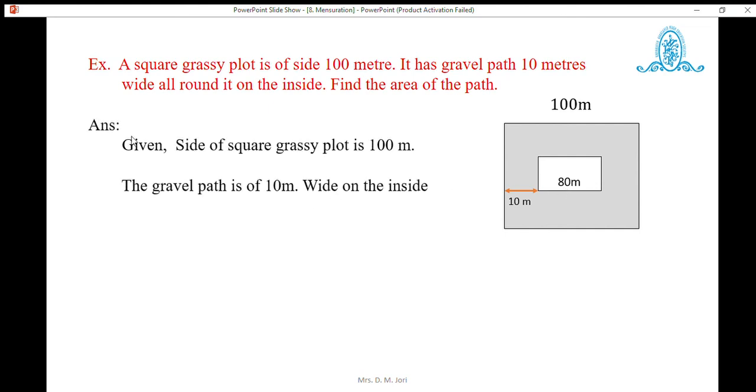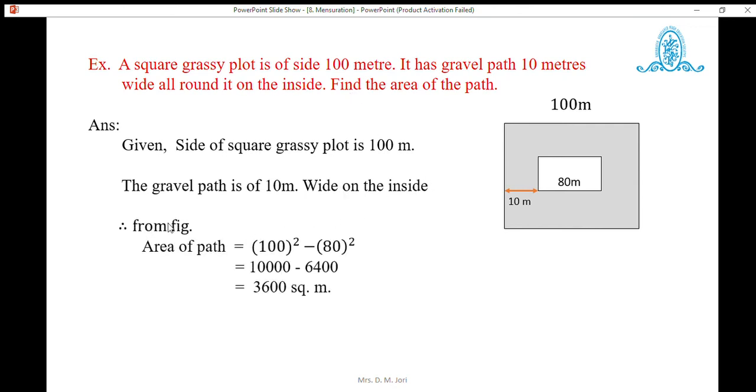So let's solve that example now. See, the side of a square grassy plot is 100 meters. The gravel path is 10 meters wide on the inside. This is given there in your question. Now from the figure everybody can see the area of the path, this area. It must be equal to the area of the outer square minus the area of the inner square.